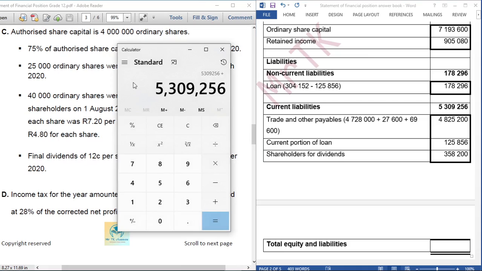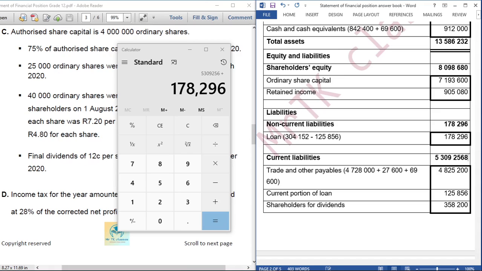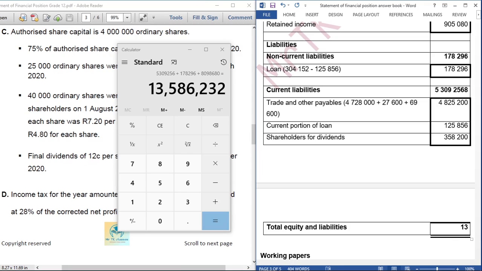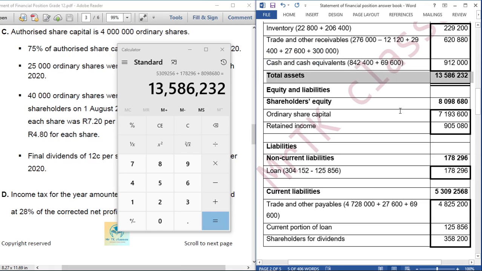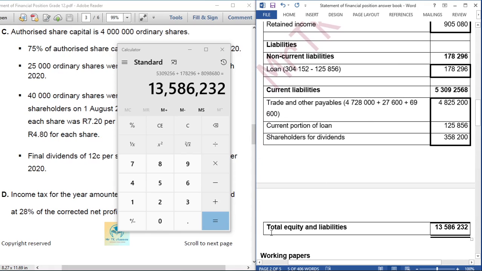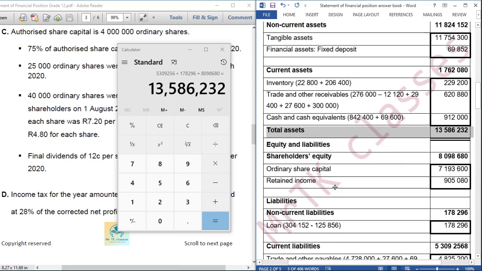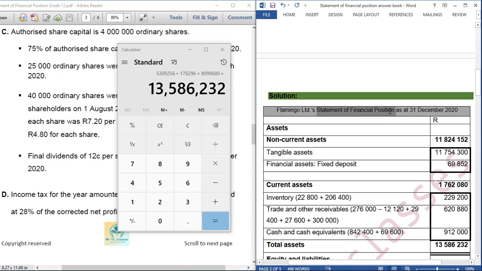We are going to say 5,309,256 plus 178,296. Plus 8,000,000. And 98,680. What do we get? 13,586,232. So you can see that our assets here, this is the amount, is equal to equity and liabilities. So this is how we prepare our statement of financial position. Thank you.